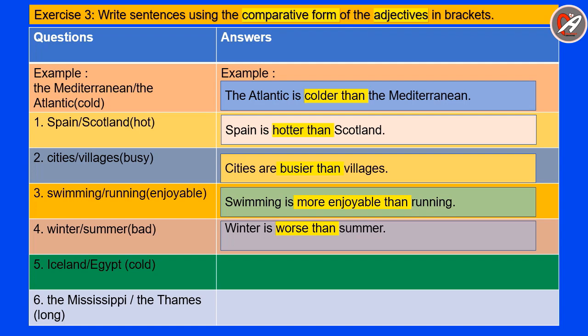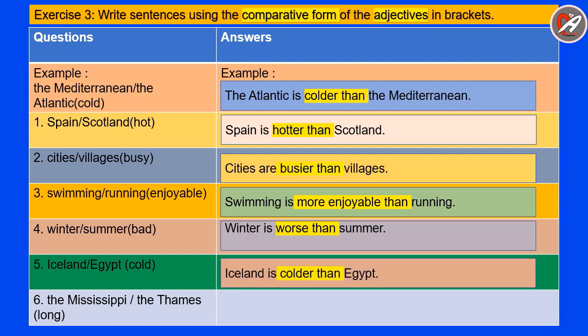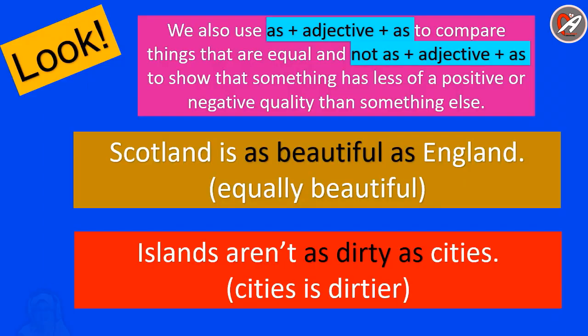Number 5, Iceland and Egypt. The answer is Iceland is colder than Egypt. Number 6, we want to compare the Mississippi with the Thames, and the adjective in bracket is long. So the sentence is, the Mississippi is longer than the Thames.